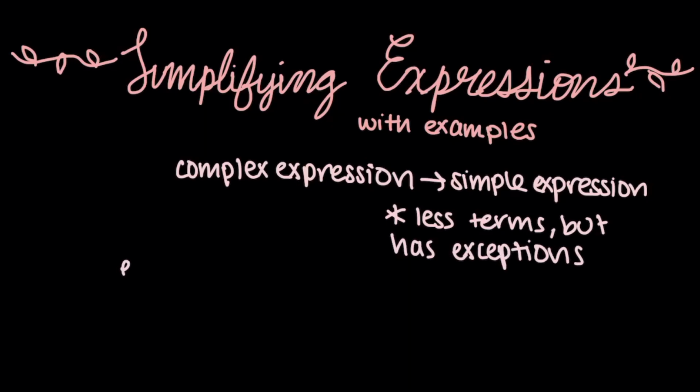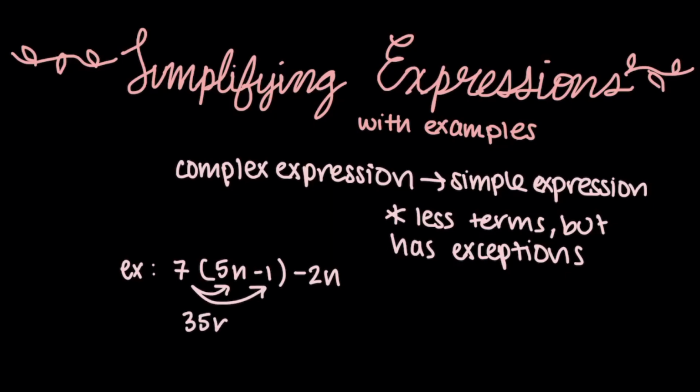For example, if you have 7 times the quantity of 5n minus 1 minus 2n, then you can use the distributive property to rewrite the expression as 35n minus 7 minus 2n, and then collect like terms to simplify it down to 33n minus 7.